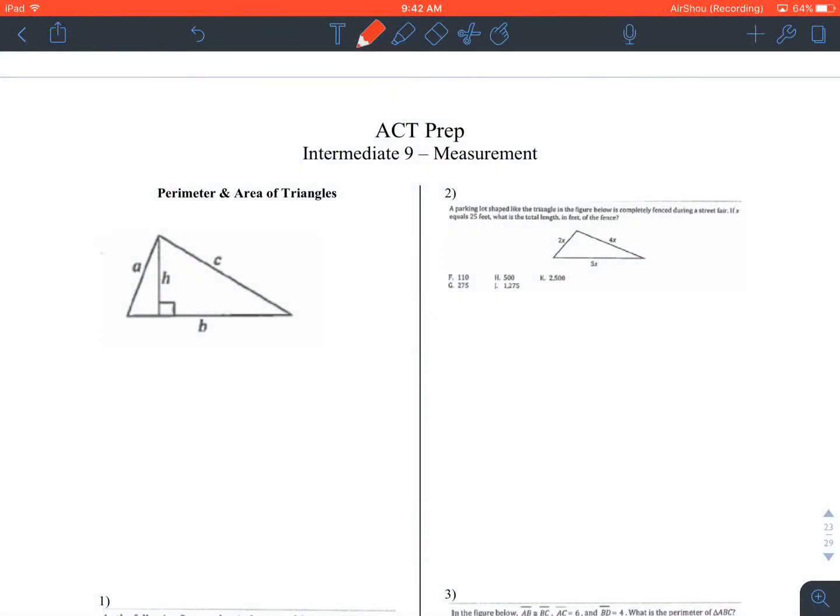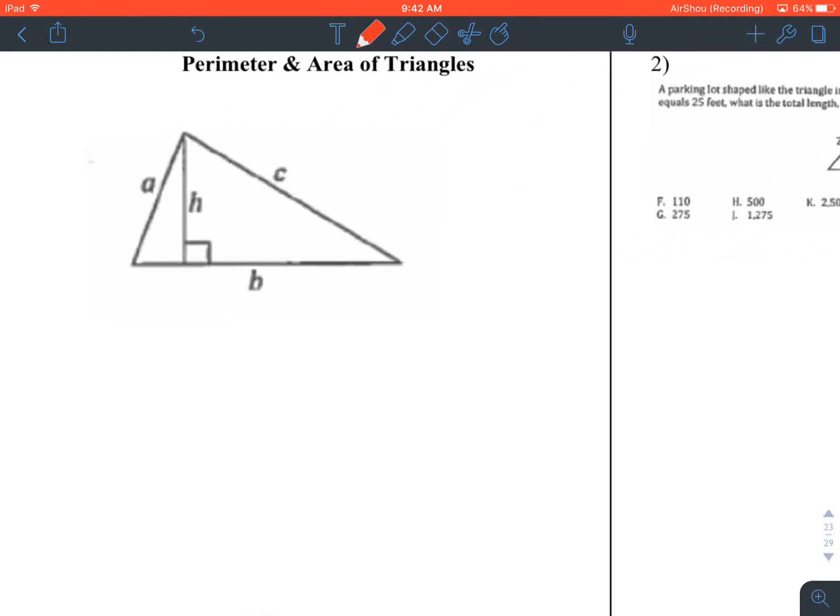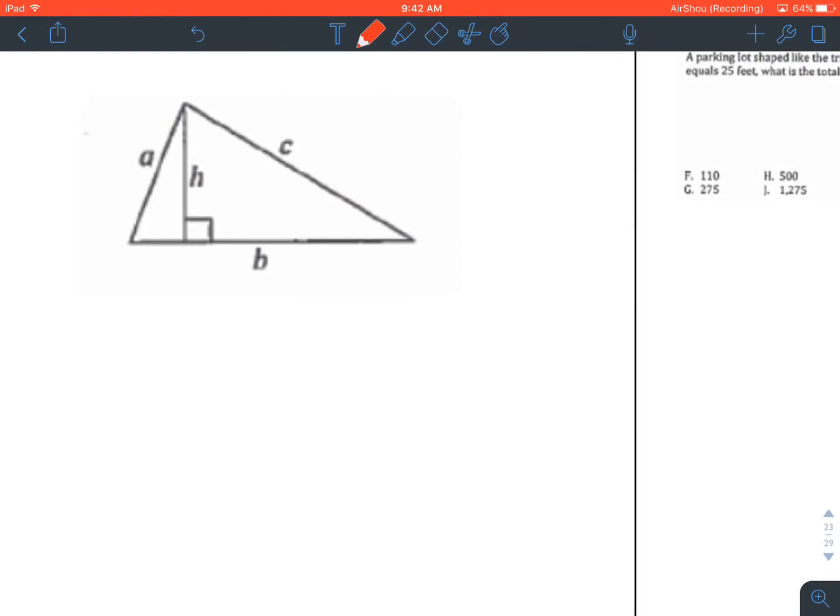Alright, this is Intermediate Lesson 9, Measurement, which basically is going to deal with the perimeter and areas of different shapes, like triangles, rectangles, circles, and composite shapes, which means combining those into bigger shapes. So let's first go over different things about a triangle.